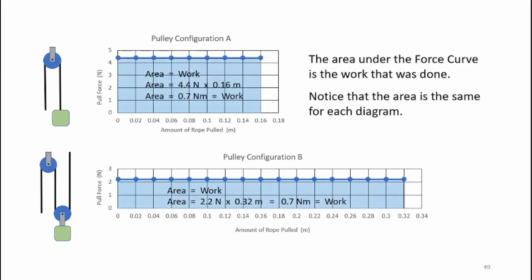Now the area under the force curve is the work that was done. And notice the area in each of these diagrams is the same. The simple pulley system, the area, which is equal to the work, was 0.7 Newton meters. And the area and the work for the more complex pulley system was also 0.7 Newton meters.